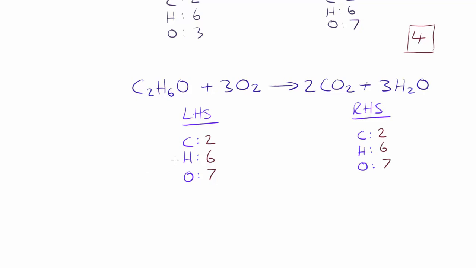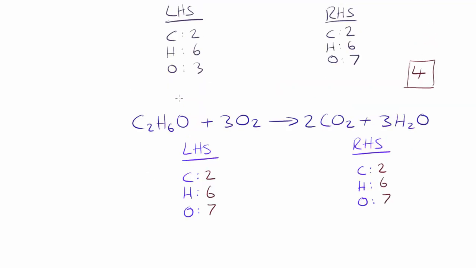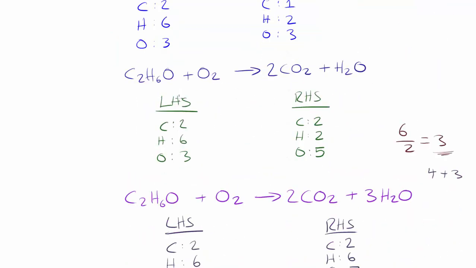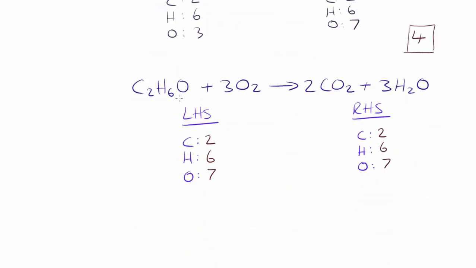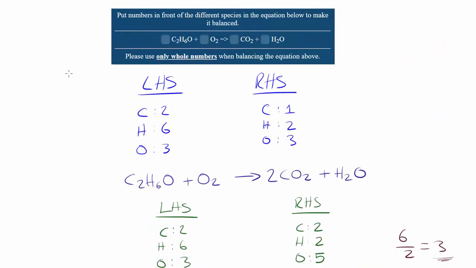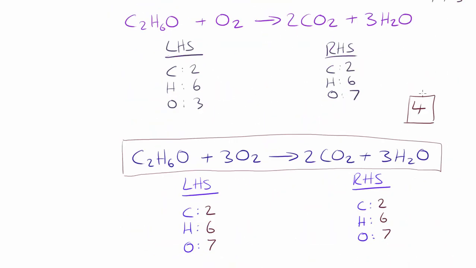And because of that, and because also, remember, the question specifies, please only use whole numbers when balancing the equation above. And if we check what we've done, we've got only whole numbers, right? So we used a 3, 2, 3, right? So this would be effectively our balanced equation, okay? And so you can go back to the top and just put that in, right?